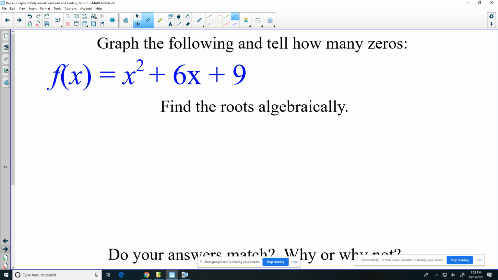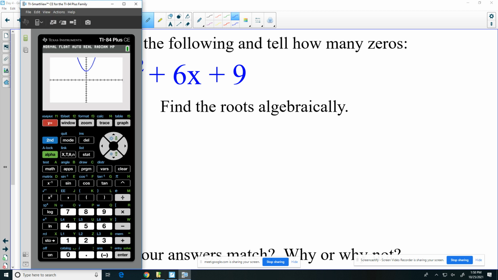Sometimes our roots are going to be imaginary. However, the number of zeros is always going to be whatever the degree is. So take a look at x squared plus 6x plus 9 on our graphing calculator real quick. Just as another quick example. We know that when I look at this graph, it only touches the x-axis once. The only place that touches the x-axis is at negative 3.